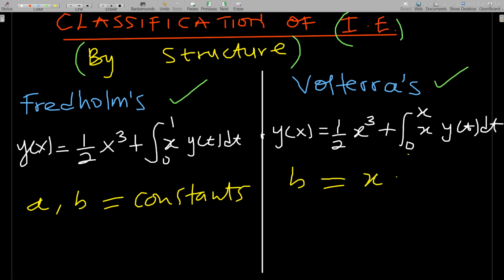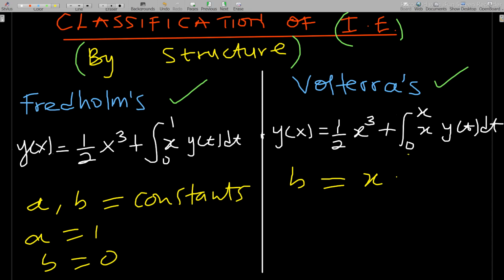Okay, so here you can see that a is equal to 1 and b is equal to 0. So with Volterra's integral equation, the limit is a function of x, and particularly in this course we'll be dealing with a function of x where b is equal to x. That is all that we'll be dealing with. Okay, but we have other forms of Volterra's integral equation.